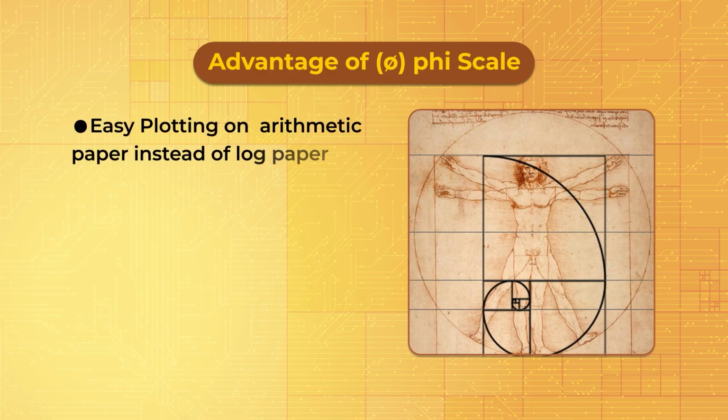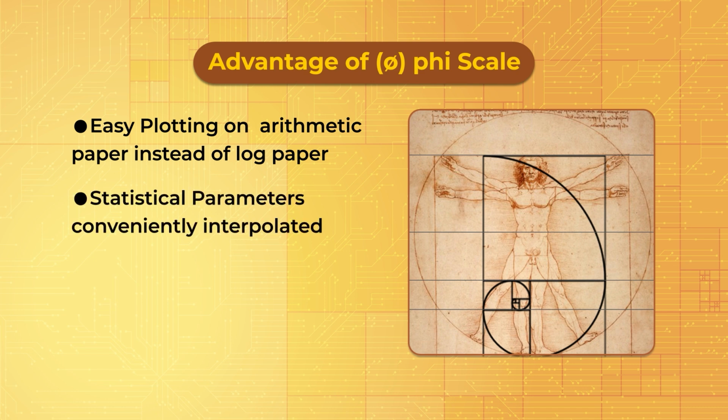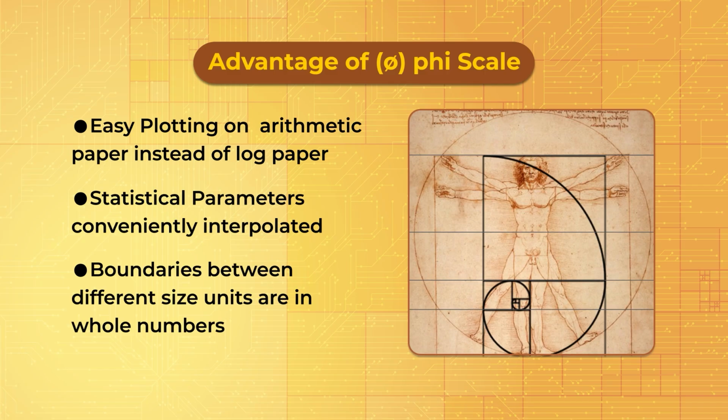Using a phi scale, which is non-logarithmic, is very easy. It is easy because it allows plotting on normal arithmetic paper instead of log paper. Therefore, the shape of the curve is much simpler to interpret than on log paper. Statistical parameters are also conveniently interpolated. Similarly, boundaries between different size units are in whole numbers, not in fractions.